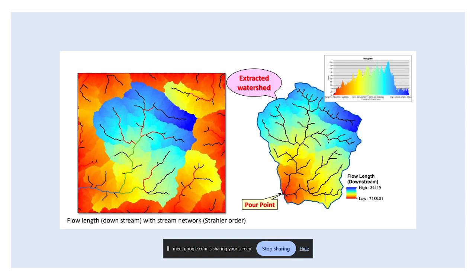So this is the flow length for that digital elevation model that we had used earlier also. So the drainage network with stream ordering, in this case they have used the Strahler, and flow length are both shown in this diagram that we have here. Okay, flow length in the downstream direction, and you also have the stream network in terms of the Strahler order.